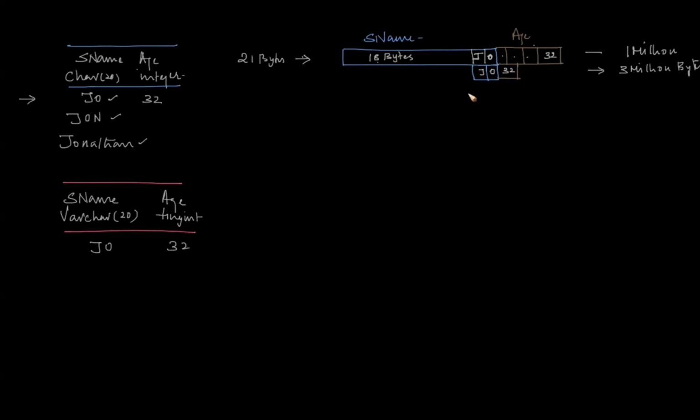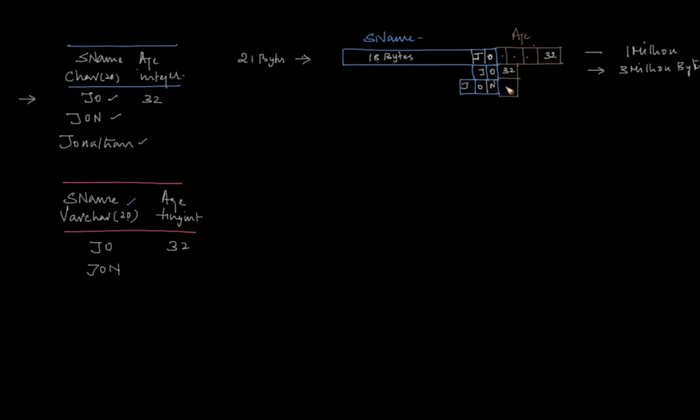Can you see the difference in the amount of memory that is saved? If you are storing John, then varchar will take up 3 bytes. Whatever it needs, only that much it will take. But here also you have the limitation that you cannot cross 20 if you declare it as 20. We can safely say varchar of 255, because irrespective of what you declare here, it will only take up as much as it needs.